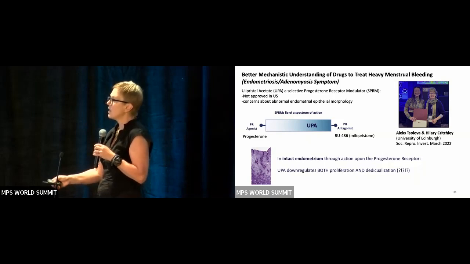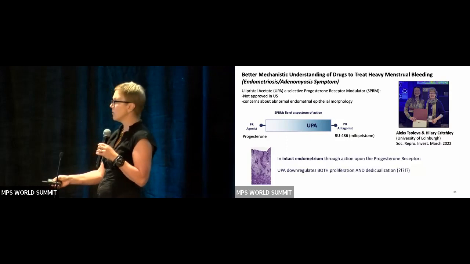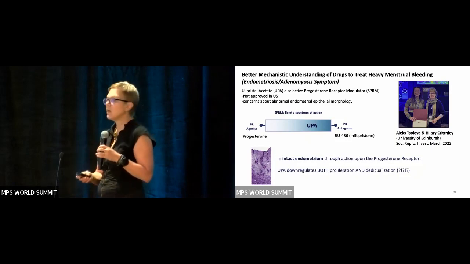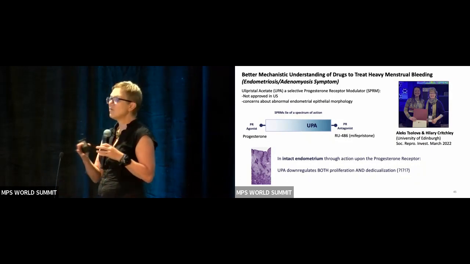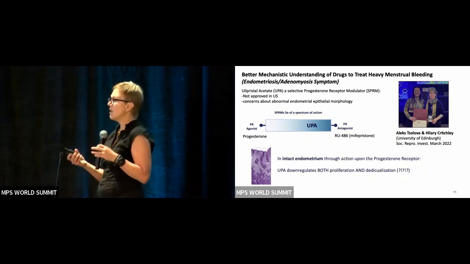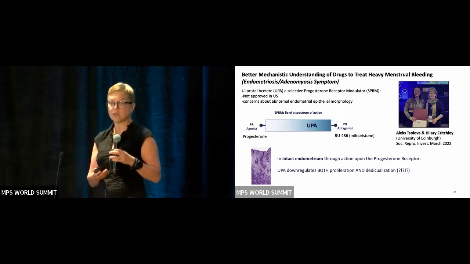And so you can have progesterone as an agonist of the receptor, and mifepristone, also known as the abortion drug, is a complete antagonist, and UPA sits somewhere along here, so that it interacts with the PR, but in a weird way, such that in the intact endometrium, it downregulates proliferation but causes enormous morphological changes in the endometrium.